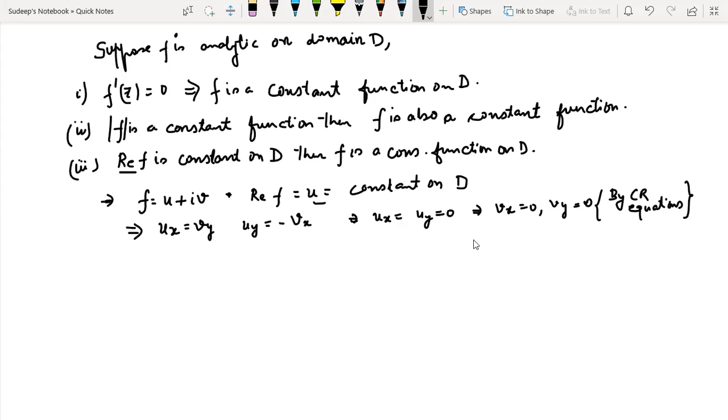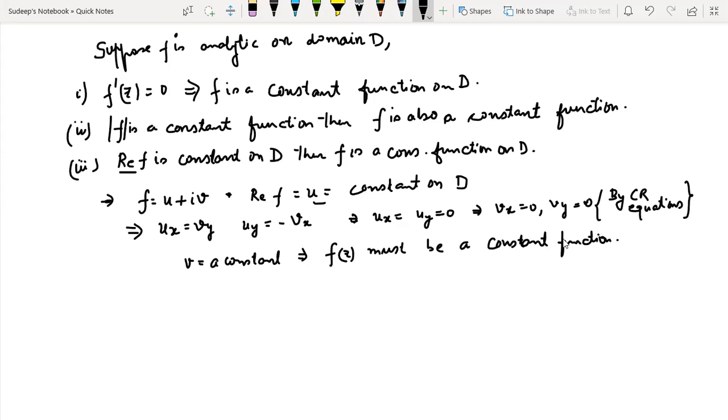Okay. If vx and vy are 0, it implies that v also must be a constant. And if both u and v are constant, it implies that f z must be a constant function. So this is an important case.